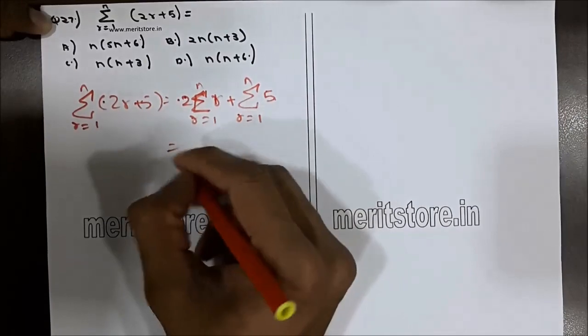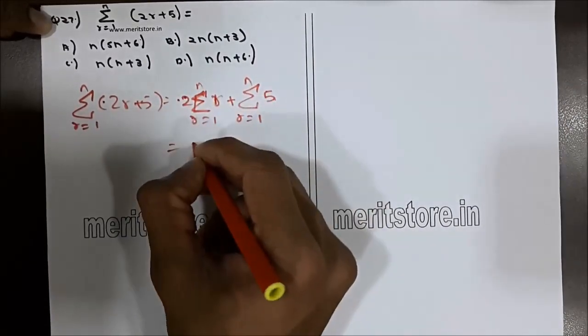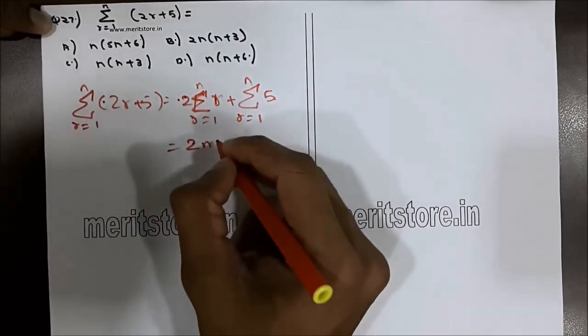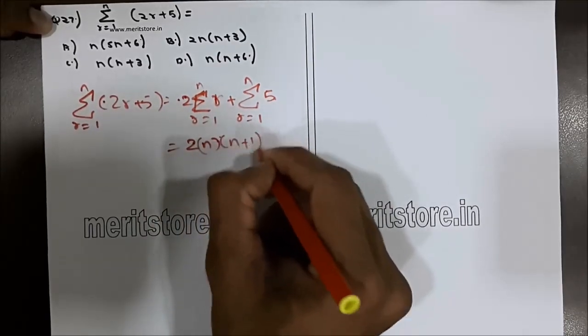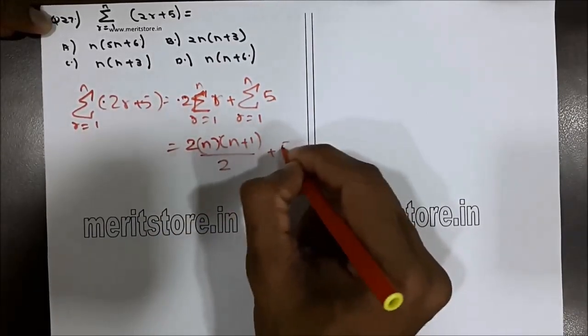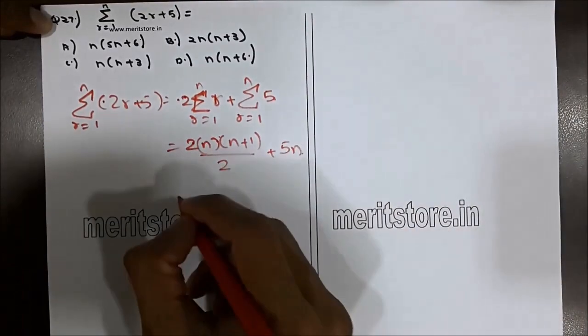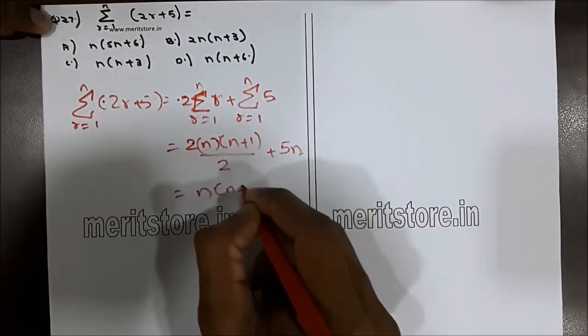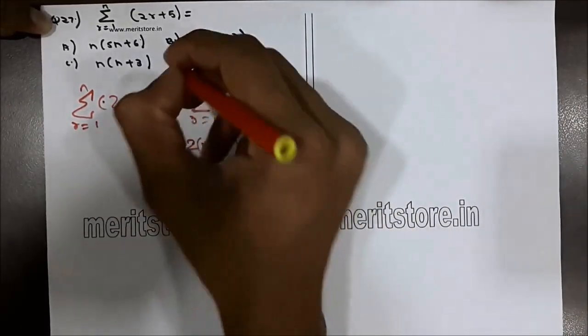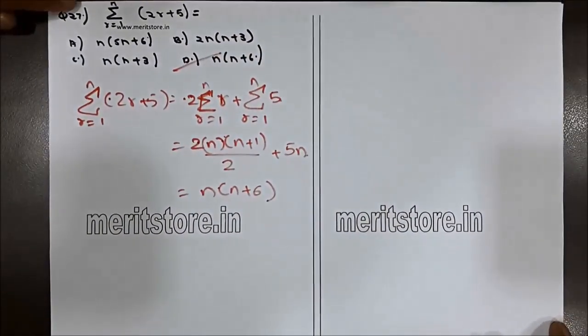We solve this, for r we get n times (n plus 1) by 2, plus 5n. We solve this, we get n times (n plus 6) by 2, which is our option D. Therefore option D is the correct answer.